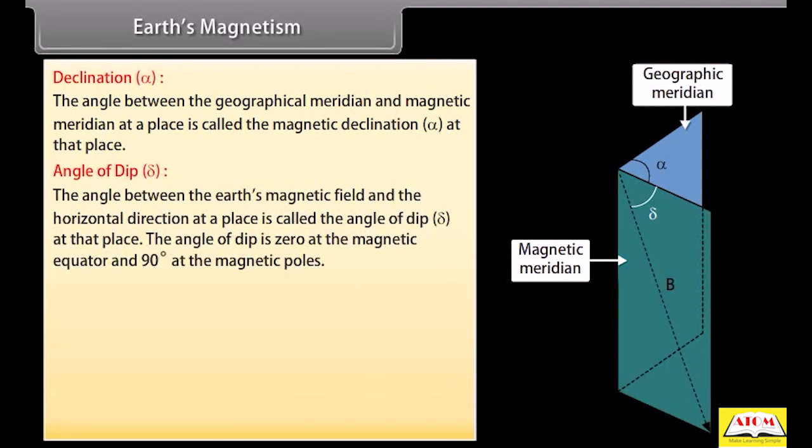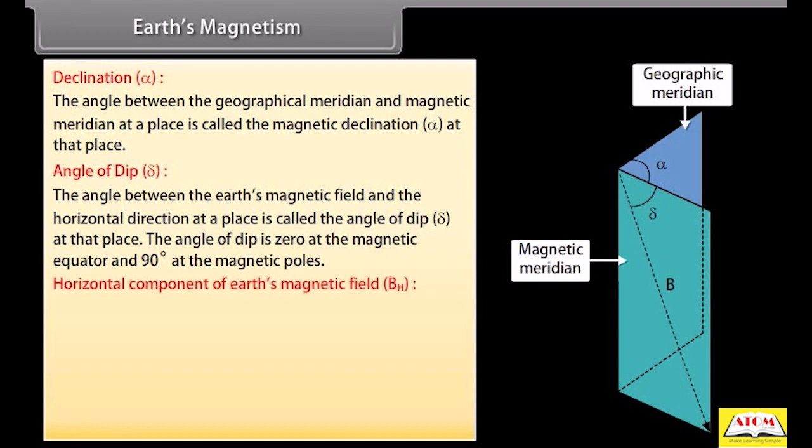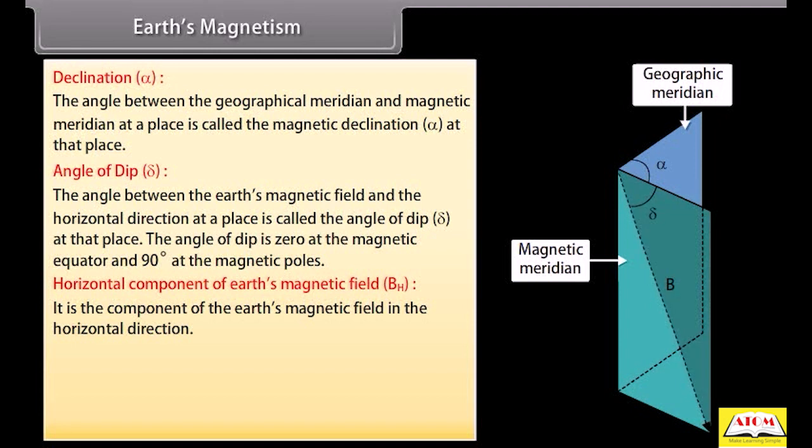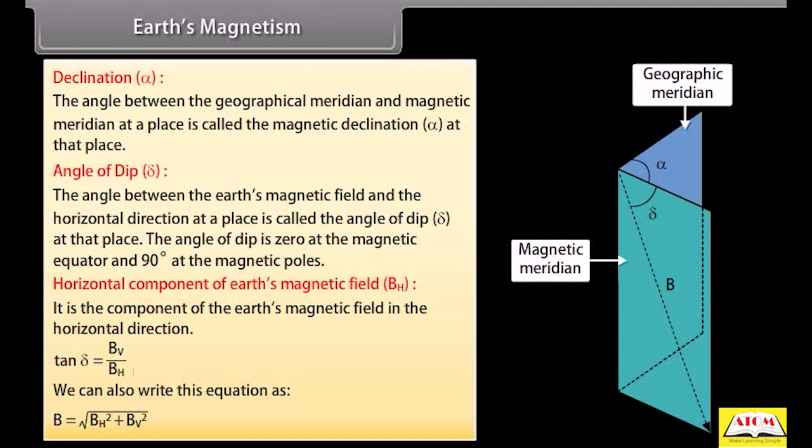The angle between the Earth's magnetic field and the horizontal direction at a place is called the angle of dip at that place. The angle of dip is 0 at the magnetic equator and 90 degrees at the magnetic poles. Horizontal component of Earth's magnetic field, B_H. It is the component of the Earth's magnetic field in the horizontal direction. tan δ is equal to B_V divided by B_H. We can also write this equation as B is equal to the square root of B_H squared plus B_V squared.